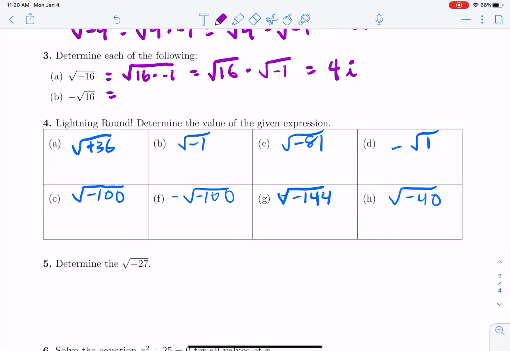All right, something important to notice here. Here I have the negative sign on the outside. So actually, because the negative's on the outside, it doesn't affect the value of my square root. I'm not going to have an i there. I can just take the square root of 16, which is 4. But I can't forget that negative sign on the outside.